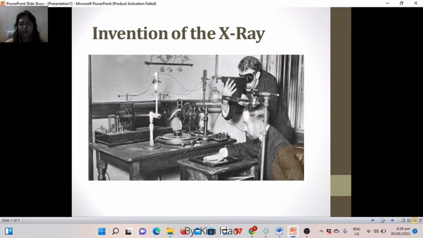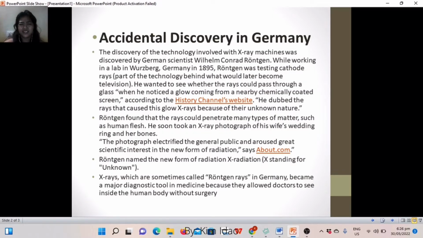The invention of the X-ray. The X-ray was an accidental discovery in Germany. The technology involved with the X-ray machine was discovered by the German scientist Wilhelm Conrad Röntgen while working in a lab in Würzburg, Germany in 1895.